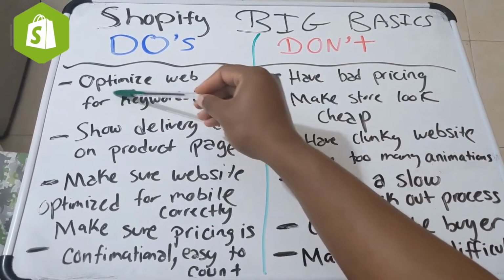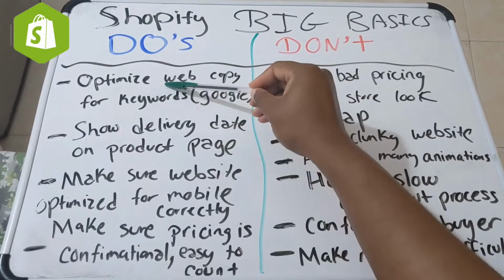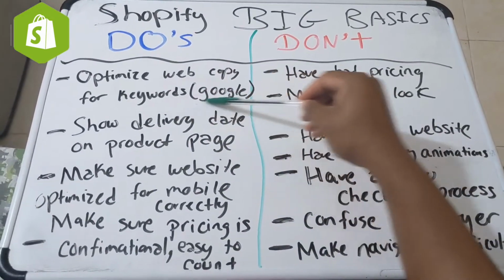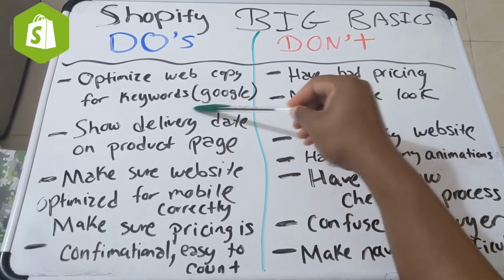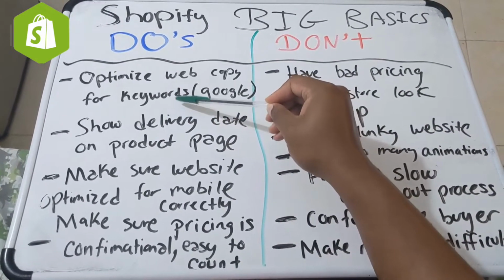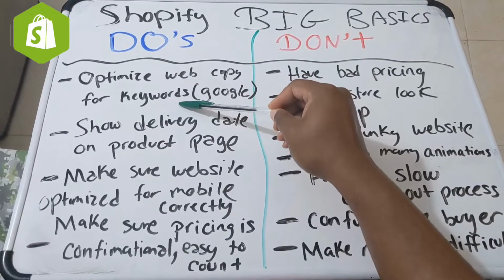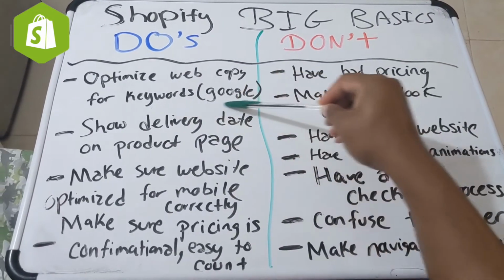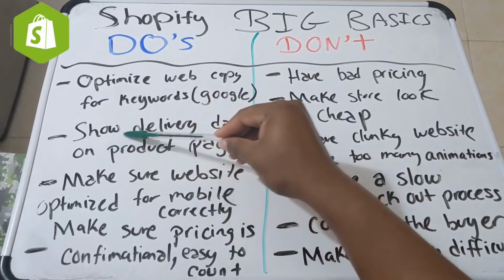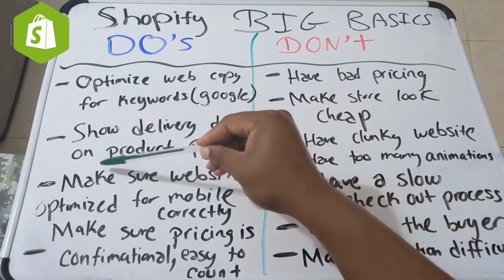So number one, we've got do's. We've got optimize web copy for keywords, for Google keywords. Basically, you need to optimize your website copy for Google and your keyword at the same time, and highly optimized, right?